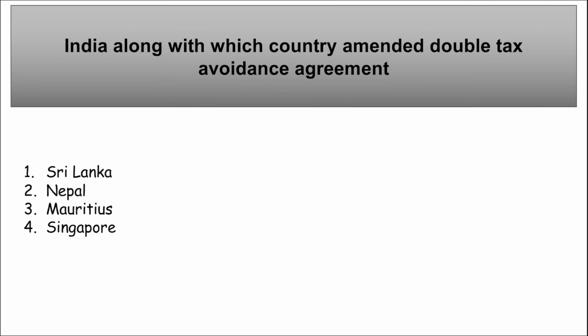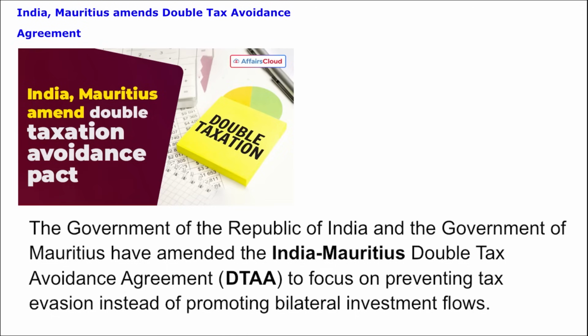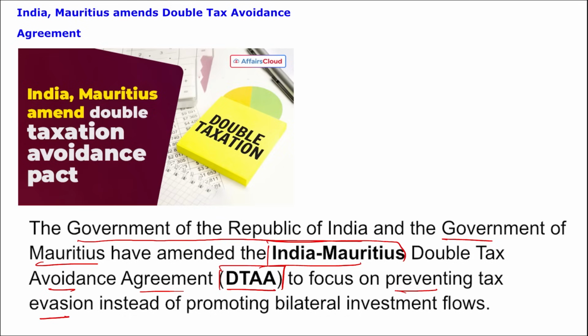Let's start. First is India, along with which country amended double tax avoidance agreement? So in order to avoid the paying of double tax, which country along with India has recently partnered to amend this double tax avoidance agreement? It is Mauritius. Right here you can see India, the government of Republic of India and the government of Mauritius, they have amended India-Mauritius double tax avoidance agreement, that is DTAA, and it is to focus on preventing tax evasions instead of promoting bilateral investment flows.